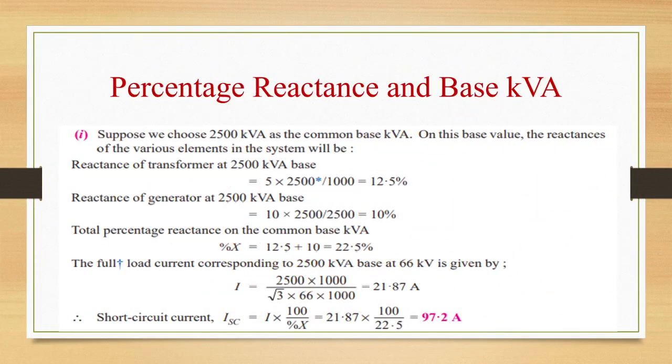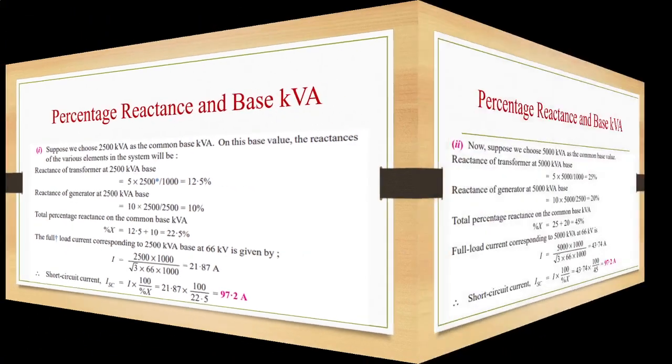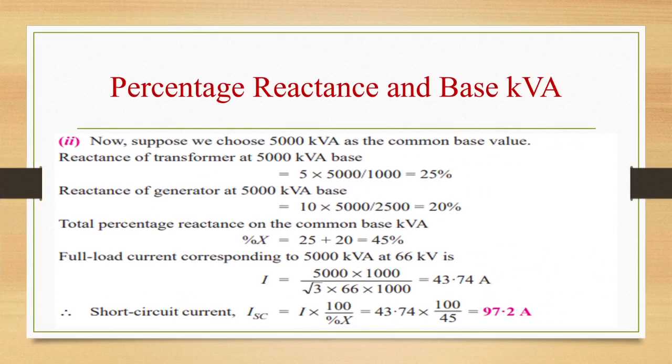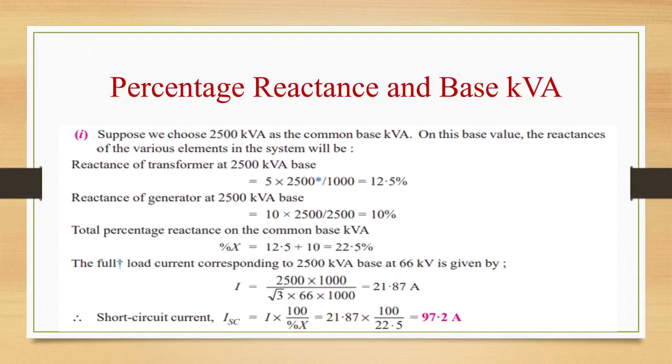So there are two cases here. One is taking 5000 kVA as base, another is taking 2500 kVA as base. First we will see choosing 2500 kVA as common base and calculating the short circuit current. What we will see here is that whatever the base value, the short circuit current is the same.